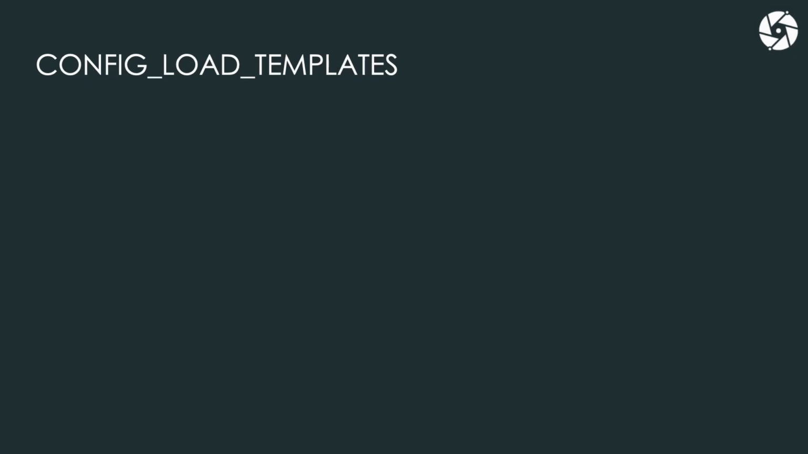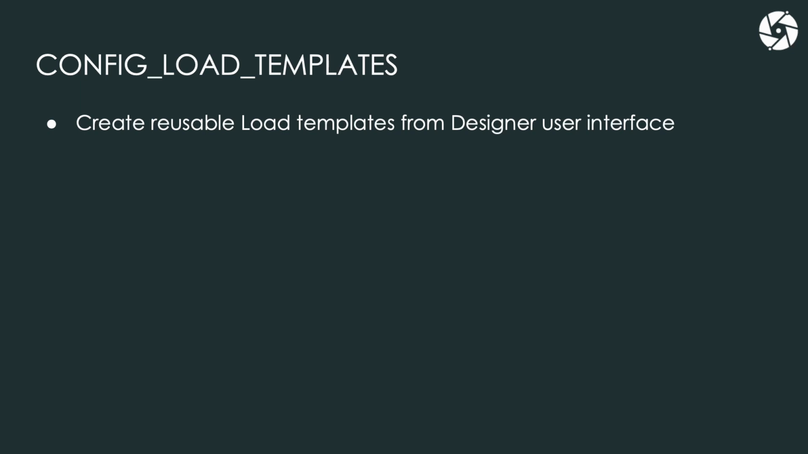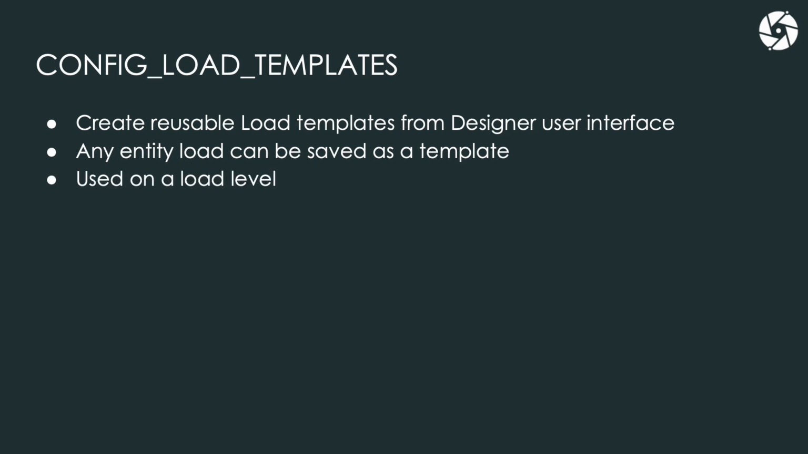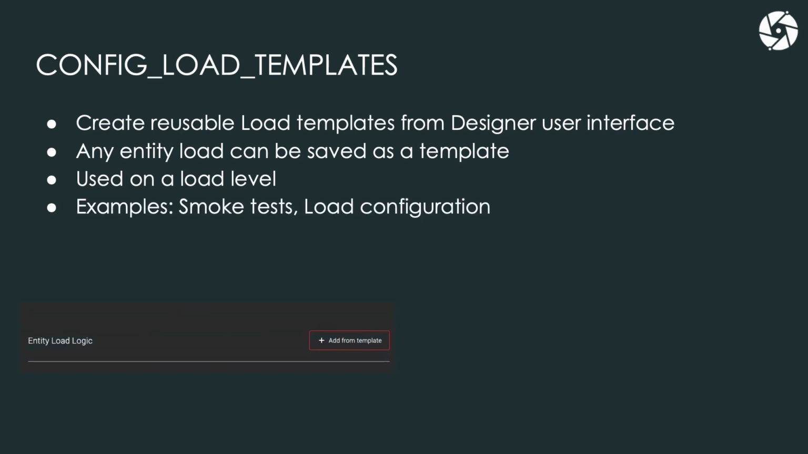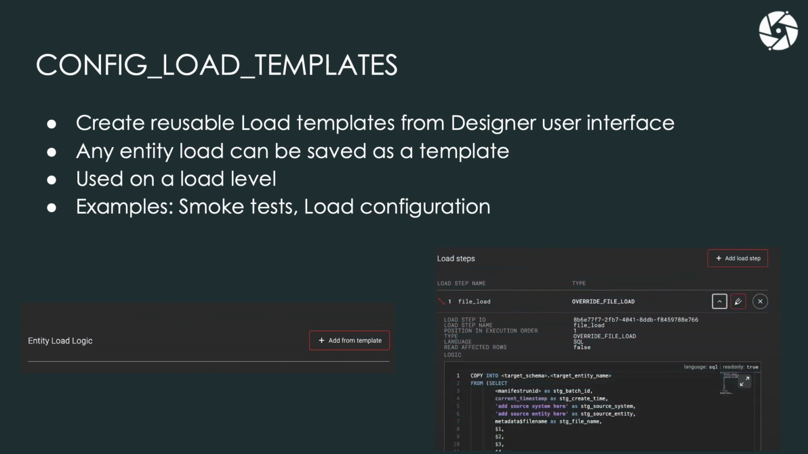Config load templates is a configuration package that is used to create reusable load templates, which can be used directly from Designer user interface. All characteristics of current load are saved to template, such as load steps, including all the SQL code and load options. A load can be defined from a template by selecting Add from Template option. This will add load steps as defined in the configuration package. Load templates can be as well edited directly in the underlying JSON file.